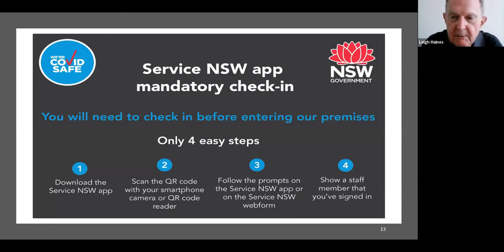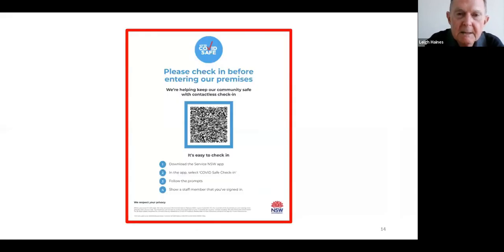So you'll see this poster around in quite a few places. You'll need to check in before entering our premises. So, as we've said, you go looking for this, which is the Service New South Wales poster, which has the QR code on it, and it should be on the entrance to premises that are using the COVID Safe Check-in. So look for that and beware of anything else.